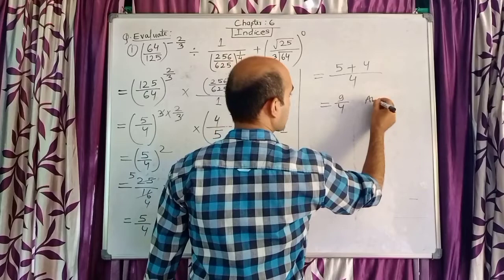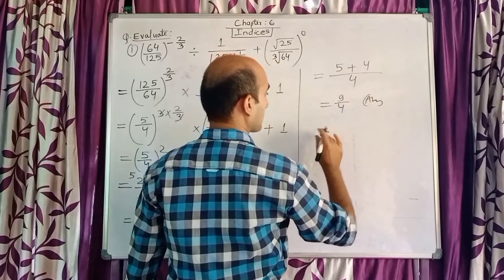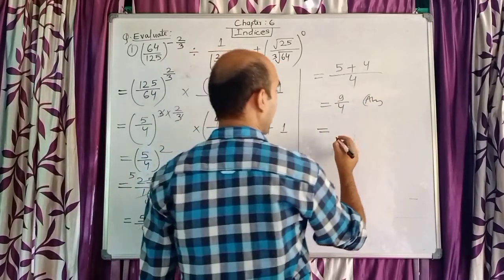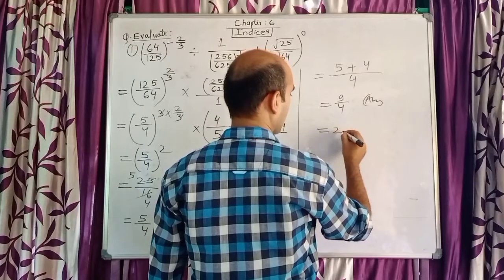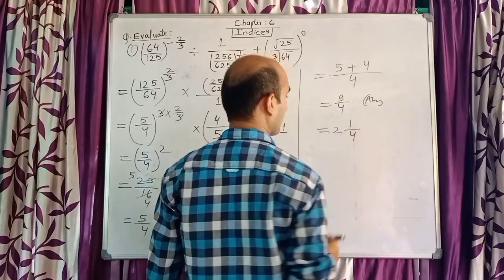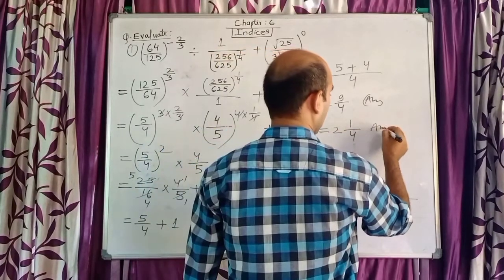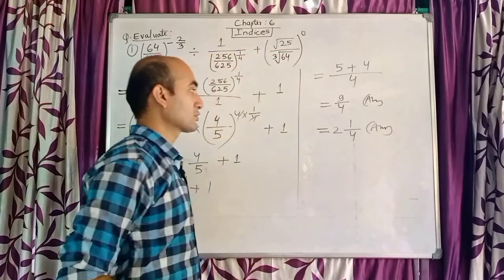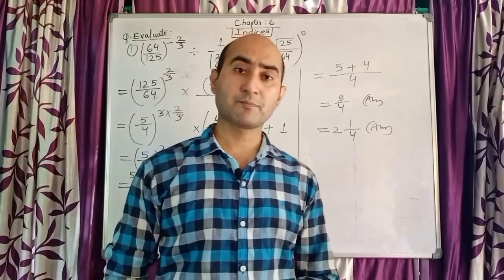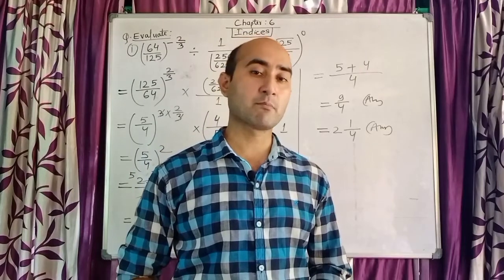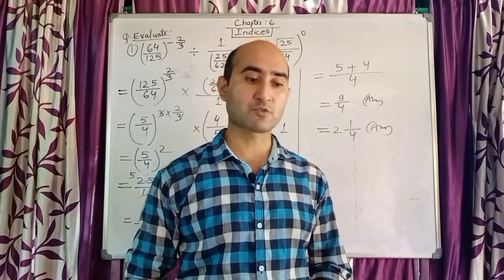I can write my answer here, or I can simplify further and write it as a mixed fraction, 2 whole 1 by 4. This is also correct. Both are correct. So children, so simple, but you have to practice again and again, then you will become perfect. I hope you understood. Thank you, children.